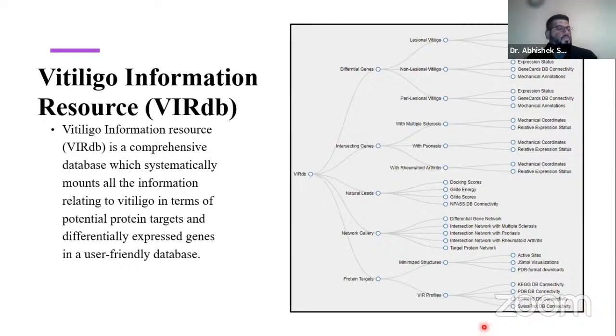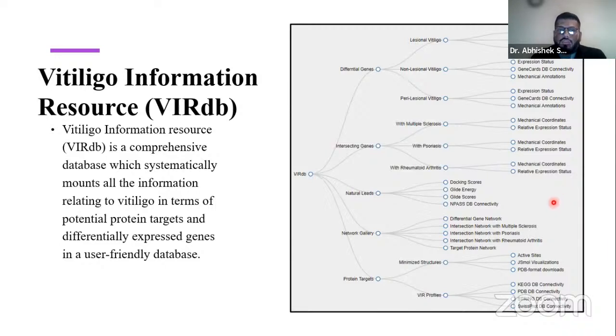Right. So we have used mostly microarray data here for the gene network, and we have analyzed those microarray data and done these network studies. We are still working a lot on different aspects of the vitiligo information resource. It has more other information.